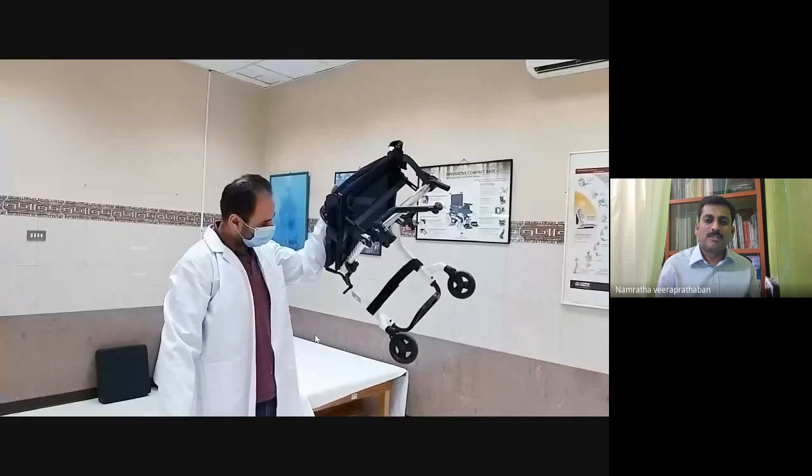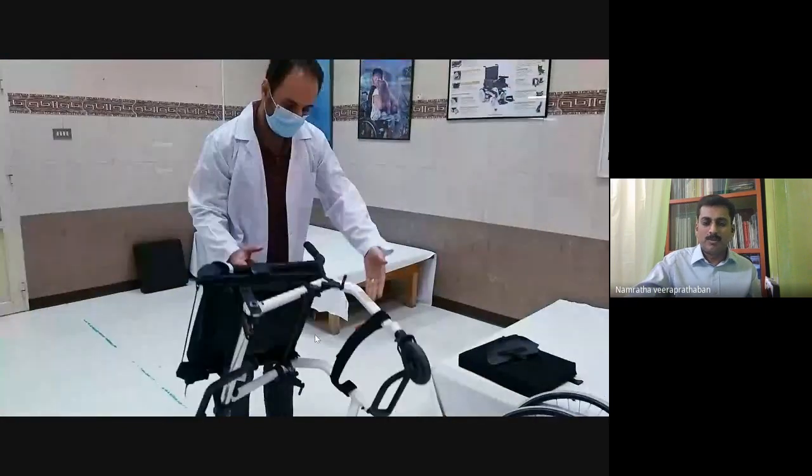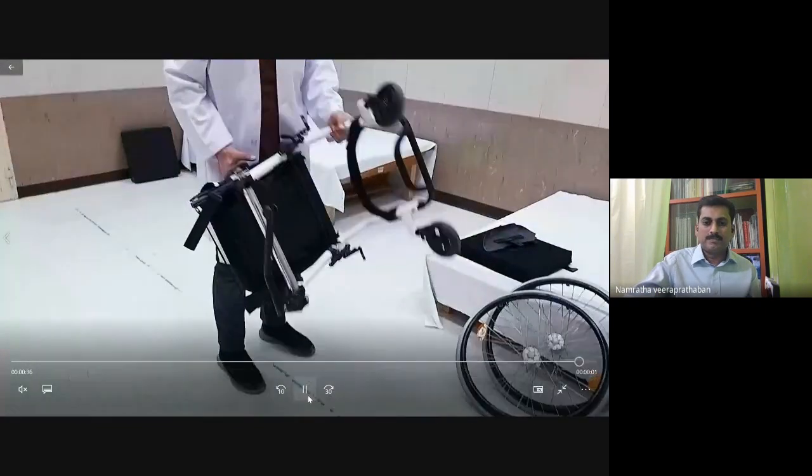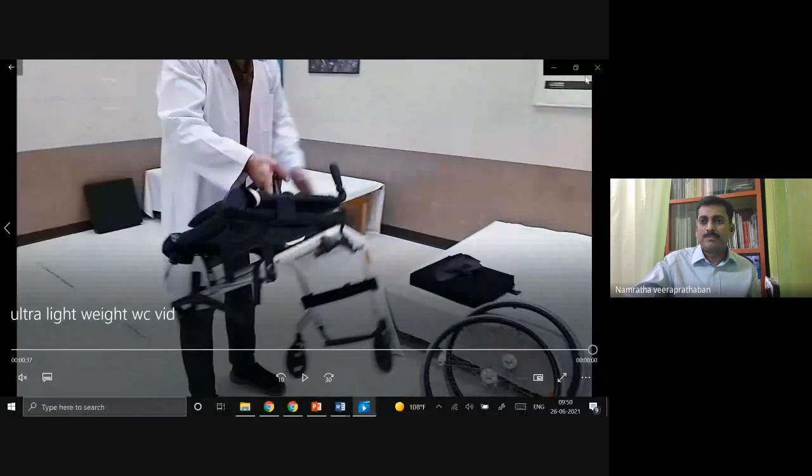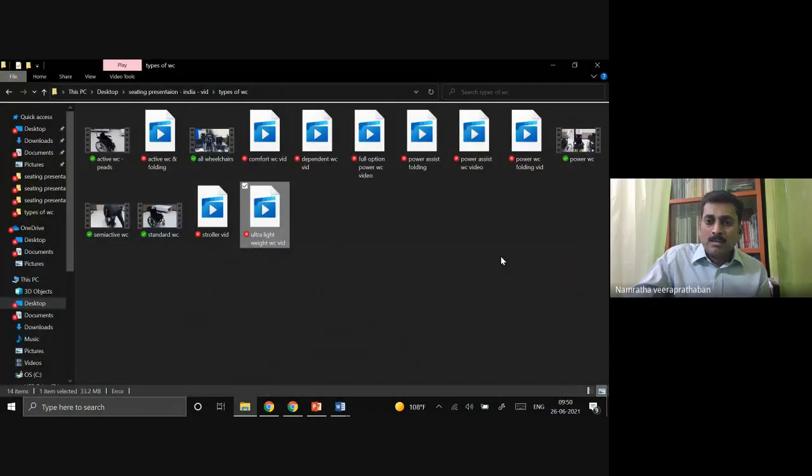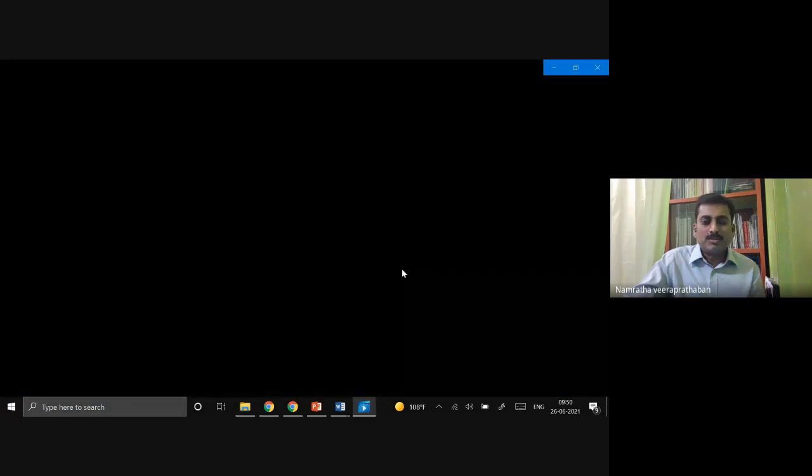And you see, this is less than 4 or 5 kilos. You can lift it by one hand. This is the ultra lightweight wheelchair. And let's go to the power assist wheelchair. Okay, before that, I'll go to the active wheelchair for pediatrics.